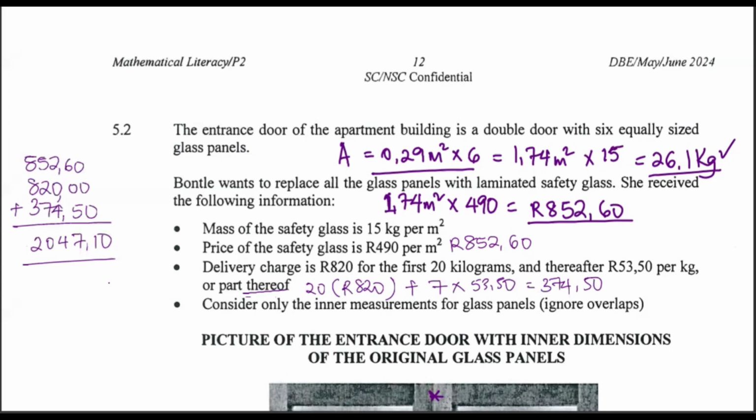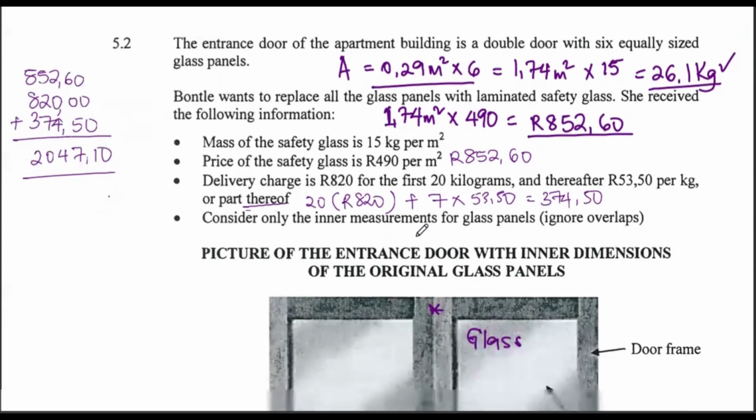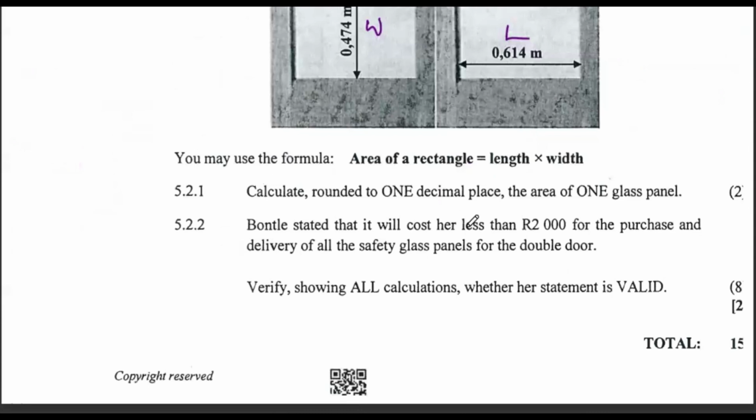And they are telling you down here, mostly stated, that it will cost her less than 2,000 for the purchase and the delivery. So is that statement valid? The statement is invalid. Why is it invalid? She said less than 2,000. It has gone beyond by 47 rands. Had she said more than, then it would be valid. Thank you very much. This marks the end of question number 5.